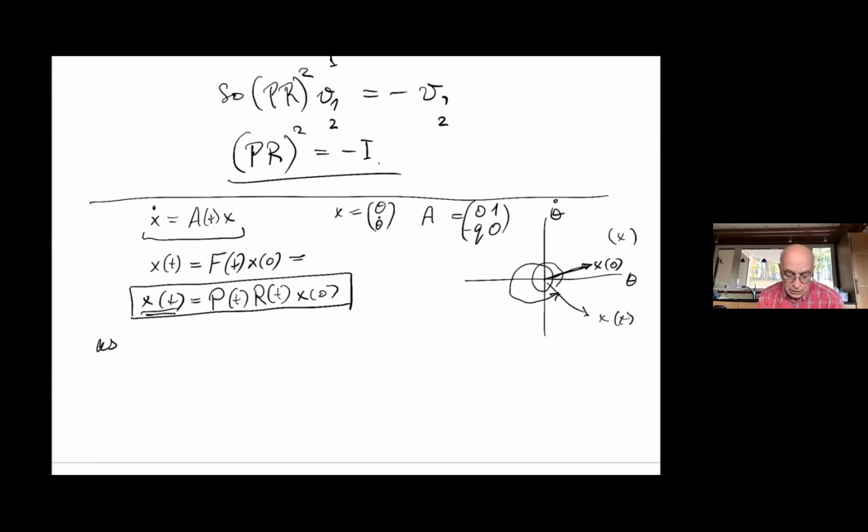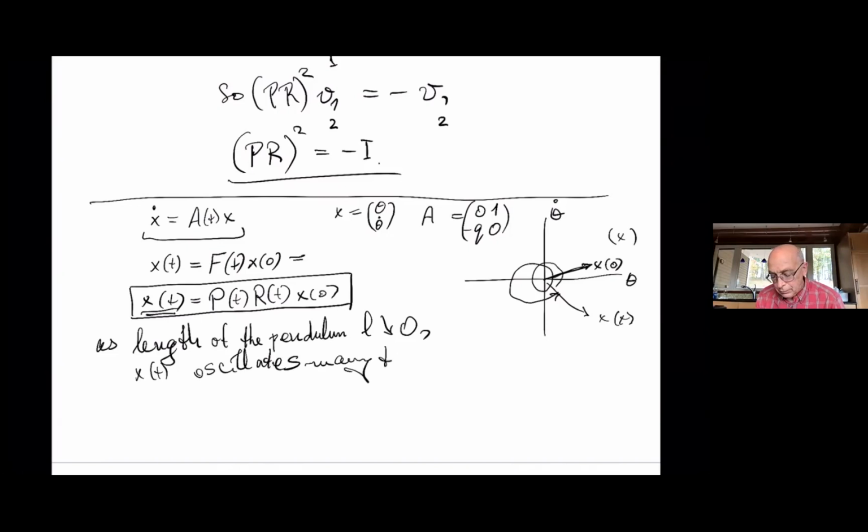So as the length of the pendulum, which I choose to be a parameter, becomes small, x of t oscillates many times during the period of one up and down motion of the jigsaw, right? Of course, it happens on the downward acceleration. So what does that mean?